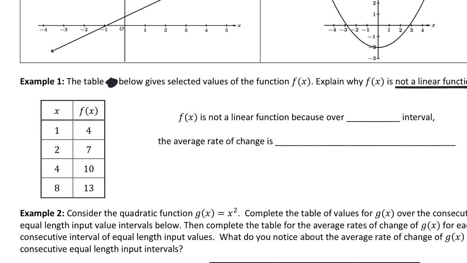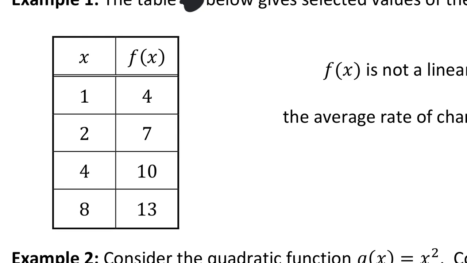If I'm finding the average rate of change between 1 and 2, using the average rate of change formula, I would do f of 2 minus f of 1 over 2 minus 1. Outputs on top, inputs on bottom, we subtract them. 7 minus 4 is 3. 2 minus 1 is 1, so that number is 3. The rate of change between 1 and 2 for this function is 3. Rise 3, run 1.